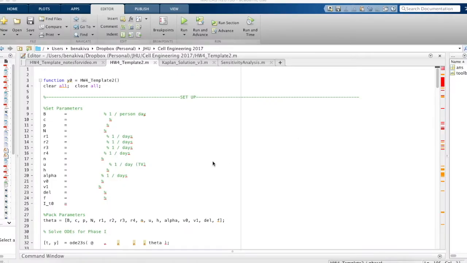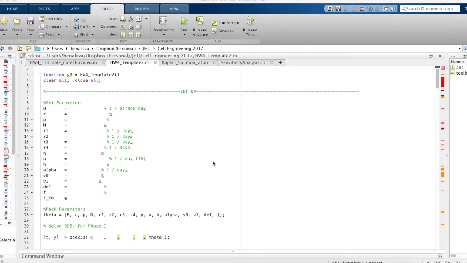So now we're going to move to the Matlab template code, and just before we start, I would highly recommend reading through the paper before starting the homework and maybe before watching the video, because it gives a lot of the context for this and describes the model that we're going to use.